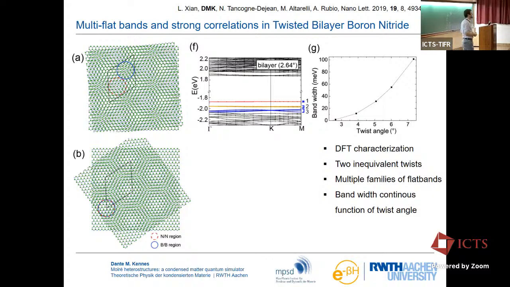And you can ask, what are the properties of all of these flat bands that are emerging? We stopped at 2.64 for one, because it gets computationally very heavy to go smaller. And for two, and that's the reason that was mentioned earlier also, at very small twist angle, you get more and more reconstruction, and it doesn't really make sense to talk about these kinds of systems.